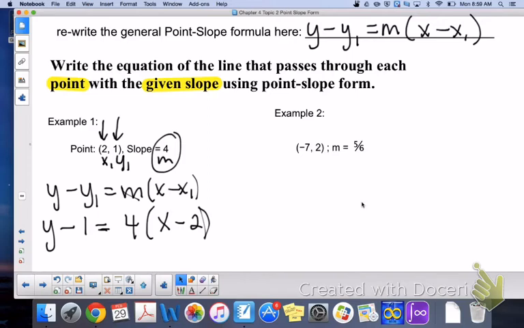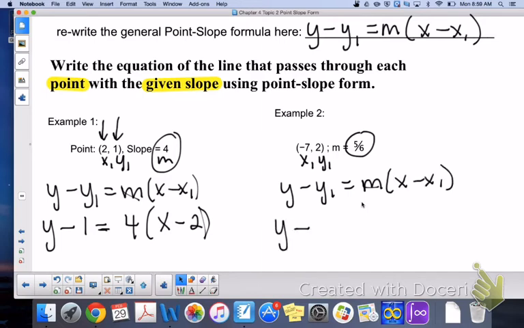All right, another example. Your point is (-7, 2), so that's x1 and y1. Your slope is 5/6. So again, y minus y1 equals m times x minus x1. You have y minus 2 equals 5/6 times x minus negative 7. Now, minus a negative 7 becomes plus 7. And there you go.